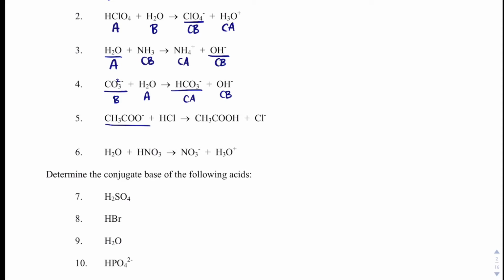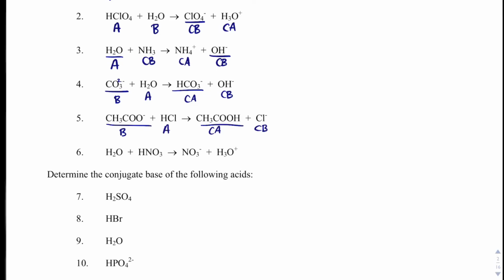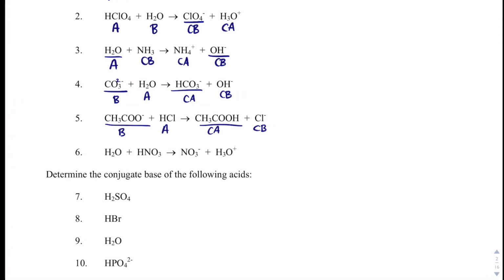CH3COO minus, it gains an H, so this will be base, conjugate acid, acid, conjugate base. And then both of these could be acids. What we'll see though is that water becomes H3O plus 1, it gains an H, so it's a base here, acid, conjugate base, conjugate acid.